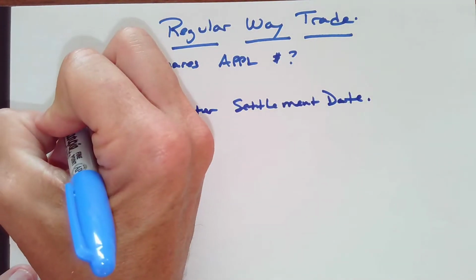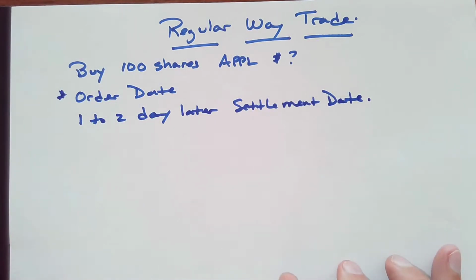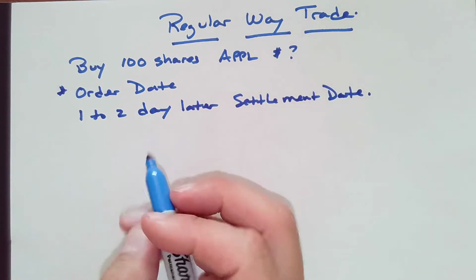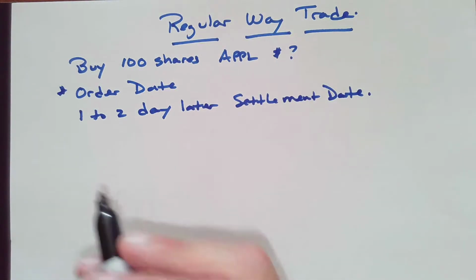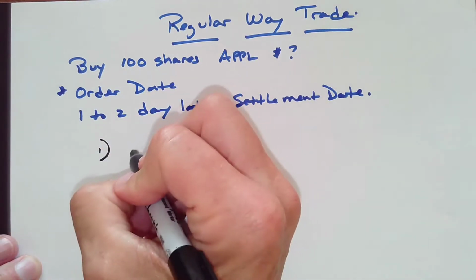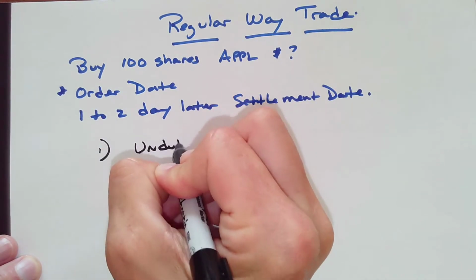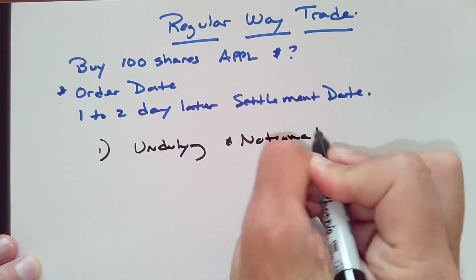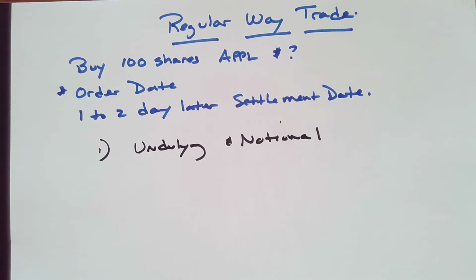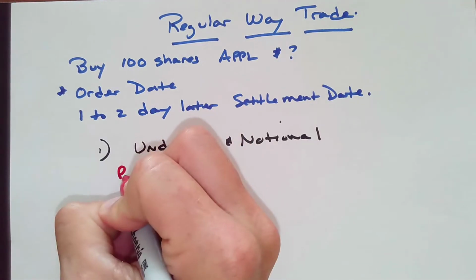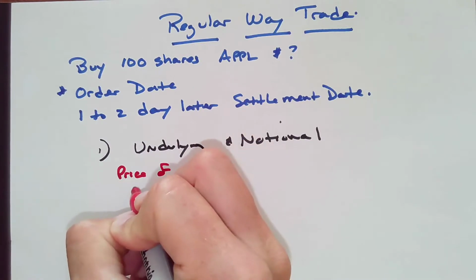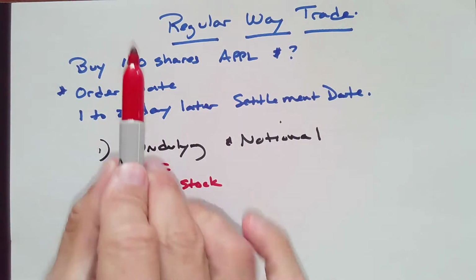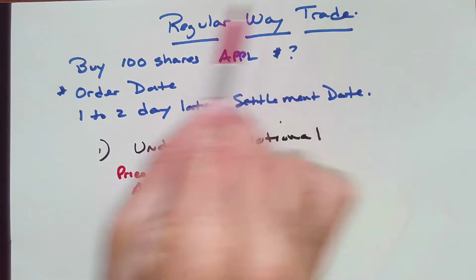Our focus is on what happens at order date. So let's go through our 3 criteria. 1, underlying and notional. Here, the underlying is the price of Apple stock. As the price moves, so will the value of this contract.